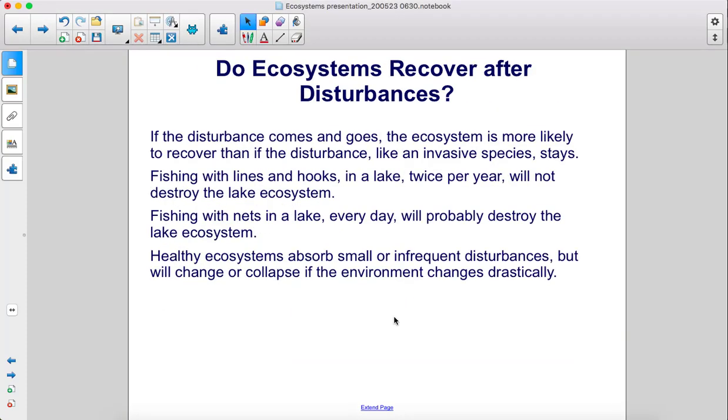If the disturbance comes and goes, the ecosystem is more likely to recover than if the disturbance, like an invasive species, stays. Fishing with lines and hooks in a lake twice per year will not destroy the lake ecosystem. Fishing with nets in a lake every day will probably destroy the lake ecosystem. Healthy ecosystems absorb small or infrequent disturbances, but will change or collapse if the environment changes drastically.